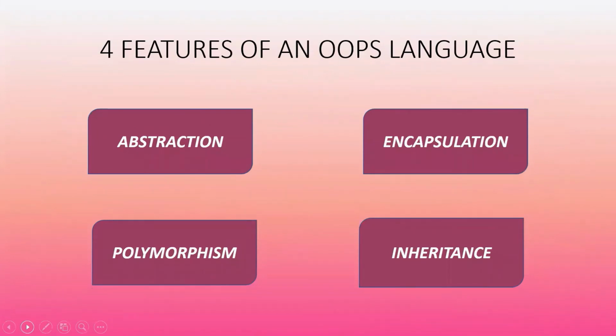Now, these are the most important 4 features of an OOPS language. Just for your knowledge, OOPS is an abbreviation for Object-Oriented Programming System or Object-Oriented Programming Software, however it is used. So the 4 features are abstraction, encapsulation, polymorphism, and inheritance. First, we'll talk about abstraction and encapsulation, since these two features go hand in hand.